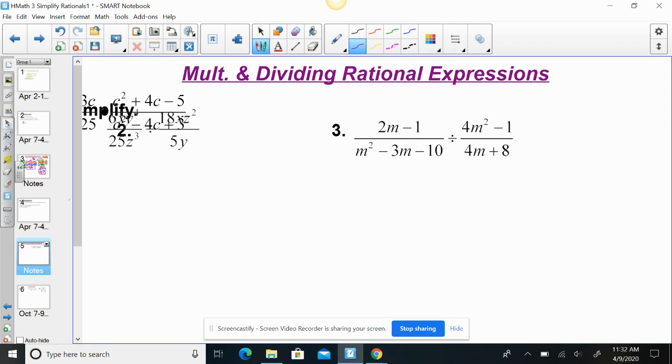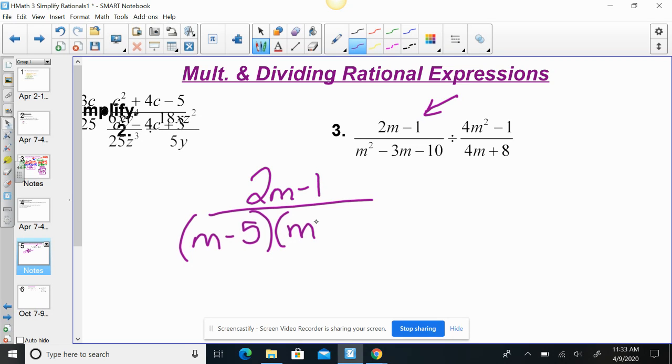All right, so there is nothing to do to factor that numerator. So 2m minus 1 is stuck. m squared minus 3m minus 10 is a polynomial with a equals 1. So we're just multiplying to be -10, adding to be -3. That would be -5 and +2. I see division. So division means I have to keep, change, flip. So I'm going to change division to multiplication and make sure I flip that.